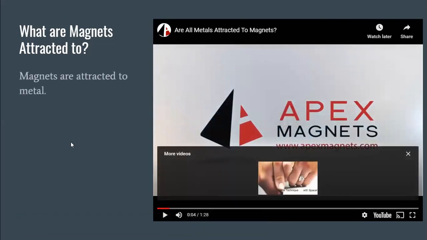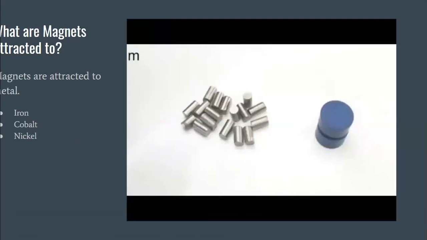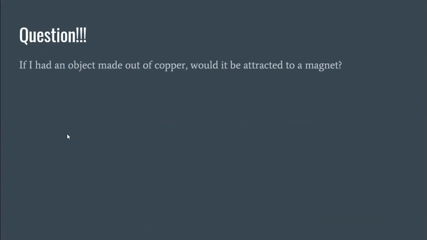So we saw in this video that magnets are attracted to metal. They're only attracted to three metals: iron, cobalt, and nickel. Now let's answer a quick question together. If I had an object made out of copper, would it be attracted to a magnet? Pause the video and think about it. You're right. No, magnets are not attracted to copper.